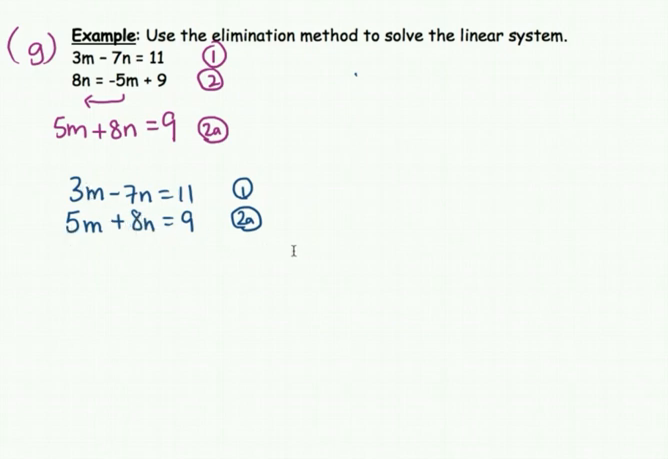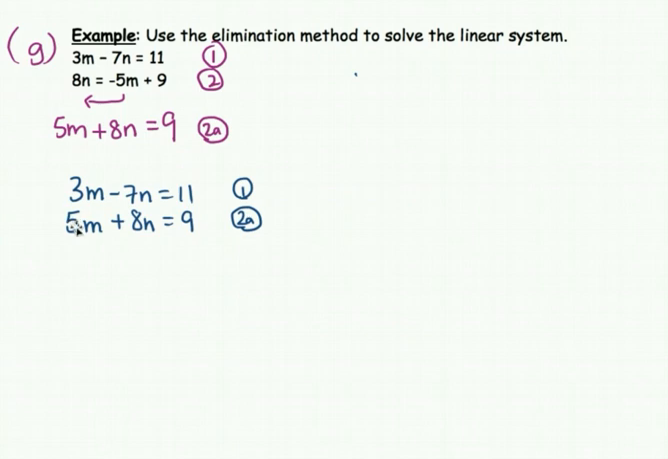So what's going to happen here is that we have to multiply both equations by some numbers, so that one of these letters will end up being the same value. So you just have to decide what you want to do here. If I'm looking at 7 and 8, what do they have in common? 56. So you can multiply both these up to equal 56.